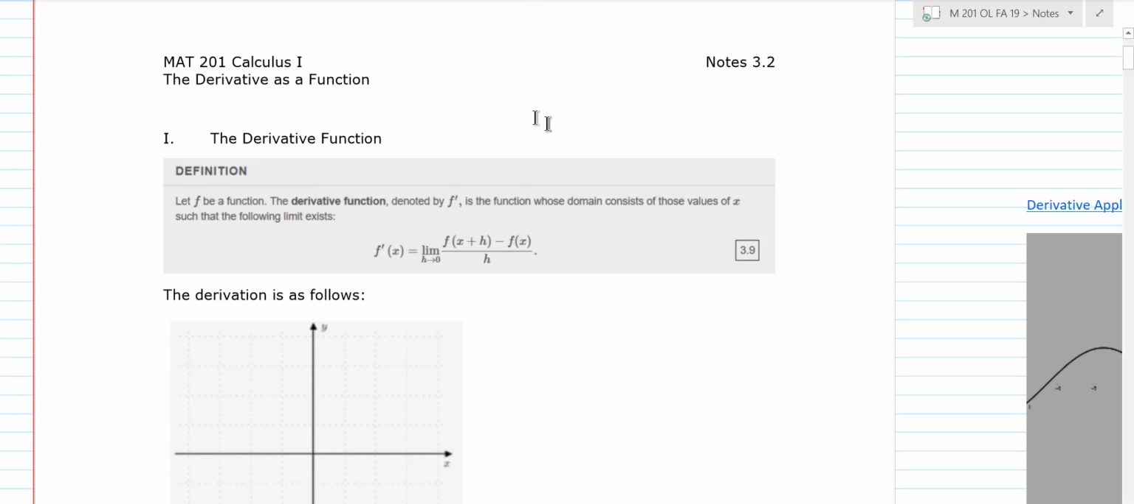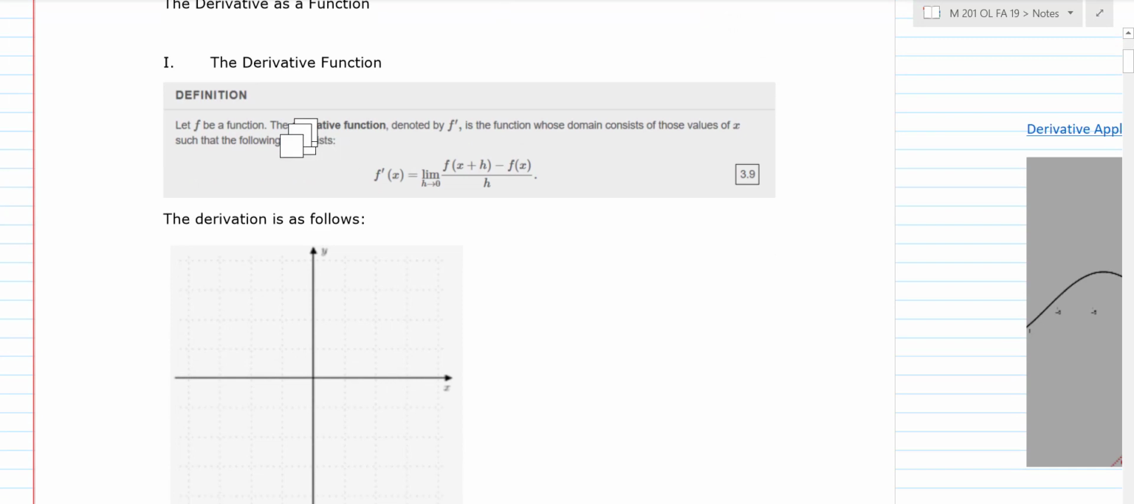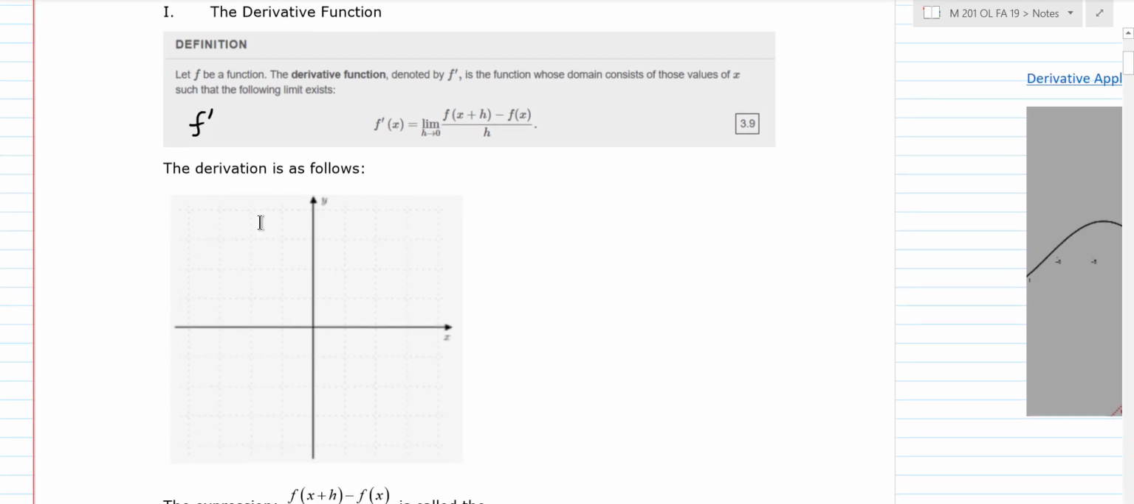Okay? So in this class, the definition of a derivative function is the limit as h goes to 0 of f of x plus h minus f of x, all over h. That's a real big formula in calculus that you need to make sure you know. I won't ever give you this formula because it's such a big deal. And remember, f prime is how we represent a derivative. There's other ways too that we'll learn a little bit later on. So let me just go through the derivation of this.